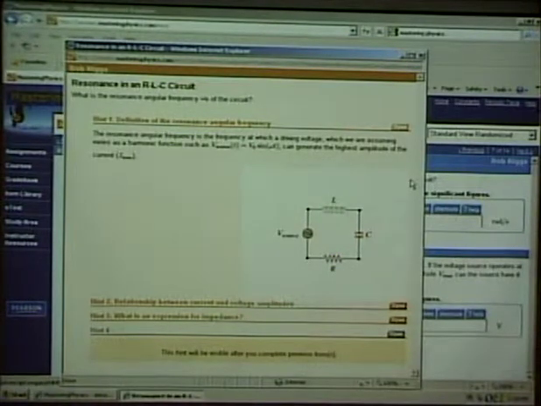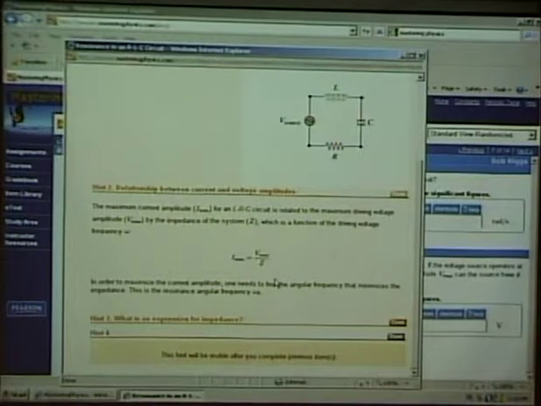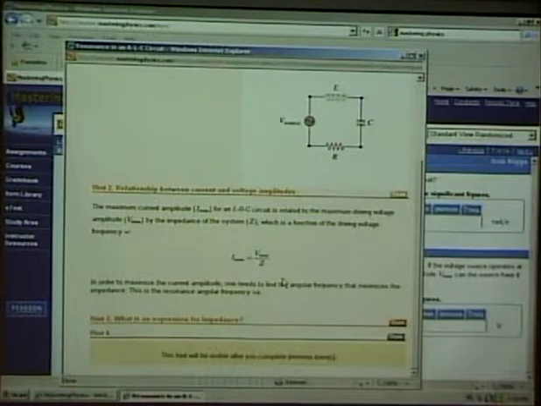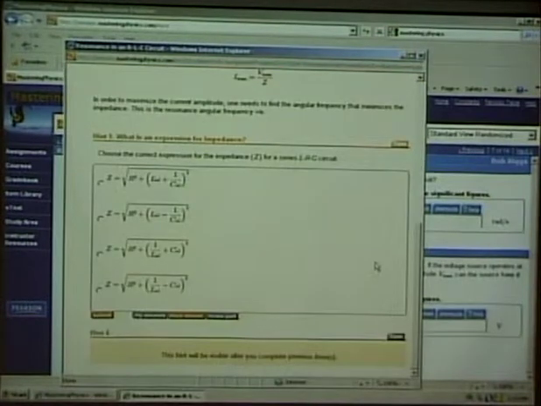All right. Relationship between current and voltage amplitudes, there they go. We can generate the highest amplitude at I max, all that kind of stuff. I max equals V max divided by Z, which would be your total resistance. It's the expression for impedance. Okay, first of all, they want us to find which one of these looks like the expression for impedance.